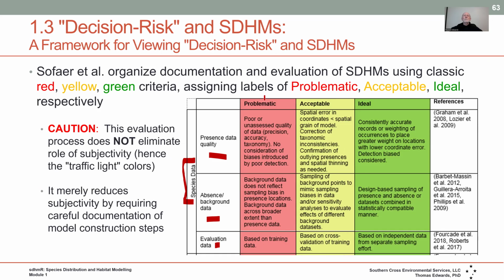Then they used a very simple red light, yellow light, green light, and references are associated over here. So this is a very structured approach by which you can minimize decision risk that is associated with the distribution modeling you're trying to build. This process does not eliminate the role of subjectivity, it merely reduces it, and hence the use of the classic red, yellow, and green stoplight components right there. Get really nervous here, okay, possibly move forward, go ahead.